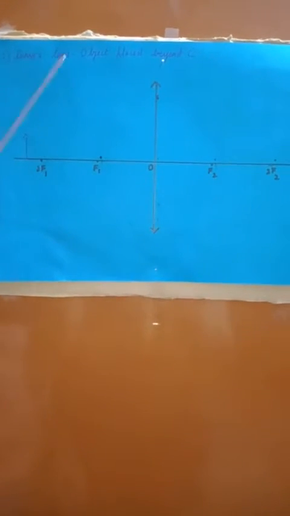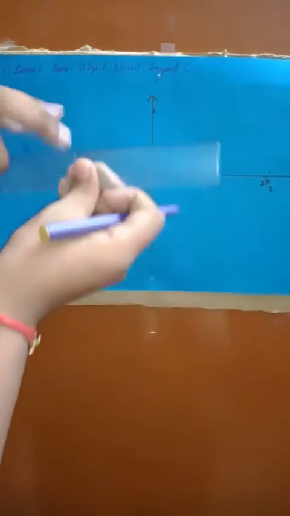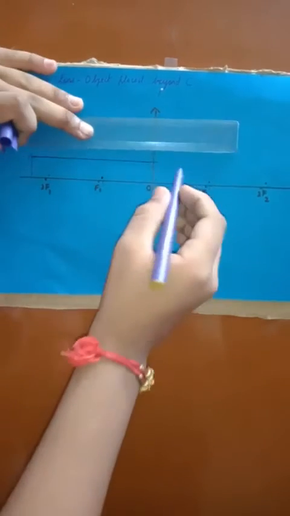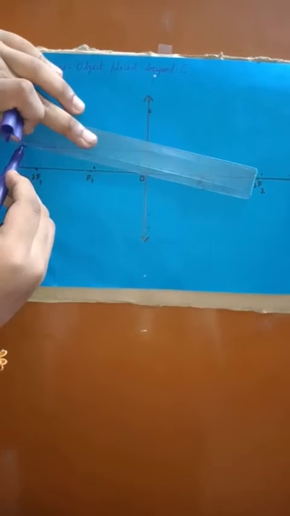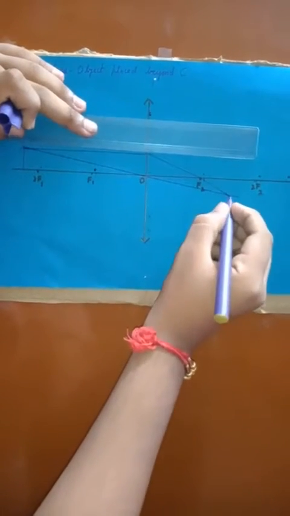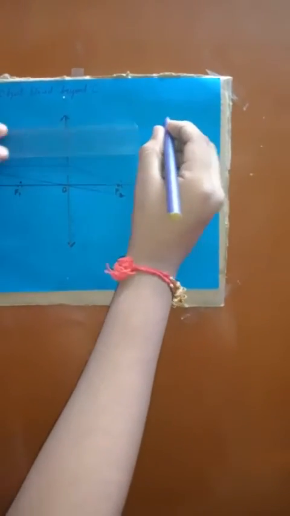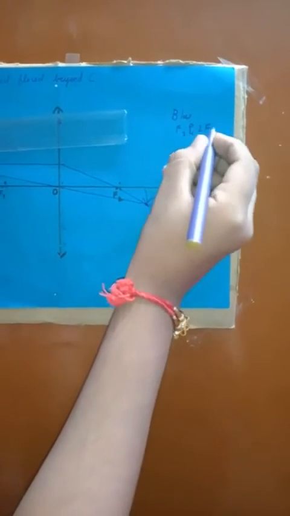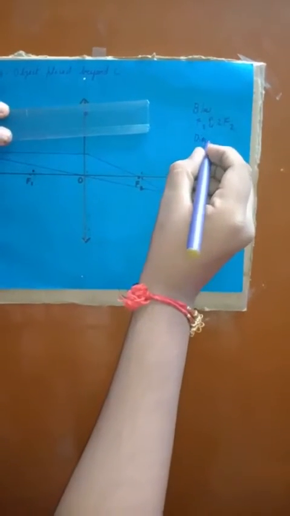Second, let us consider an object placed beyond C, that is beyond 2f1. Let us draw the ray diagram. A ray which is parallel to the principal axis would meet at the focus, right? And a ray which passes through the optical center would meet here. So where was the image formed? It is formed between f2 and 2f2, and it is a real, inverted and diminished image.